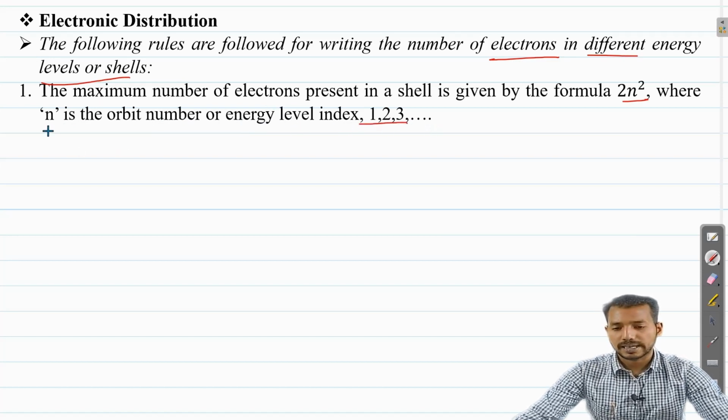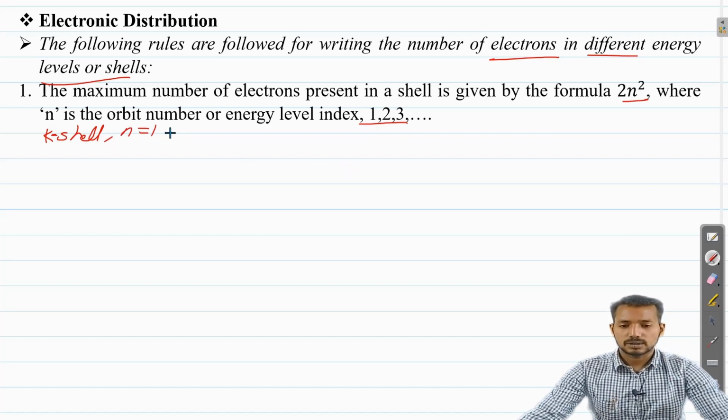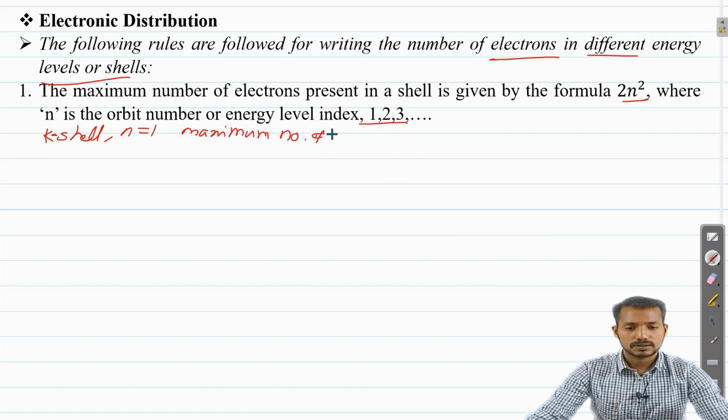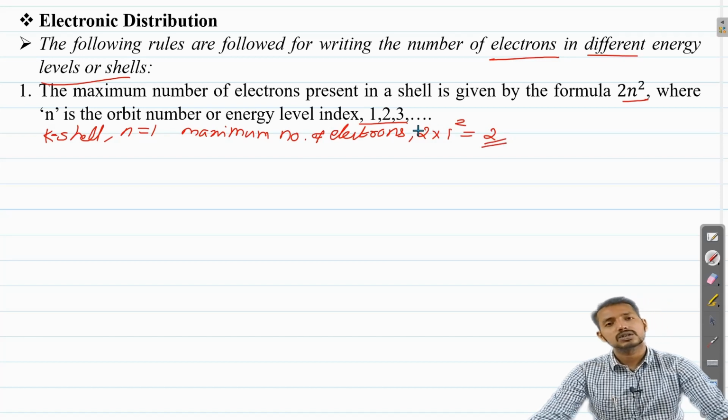For example, for K shell, that is n equal to 1, first energy level. So the maximum number of electrons is 2 into n, n is 1, so 1 square, which is equal to 2. 2 into 1 square is 2 only.